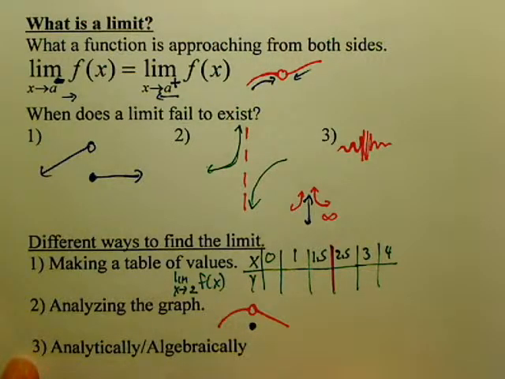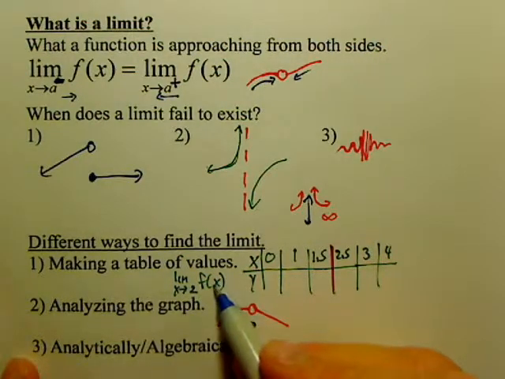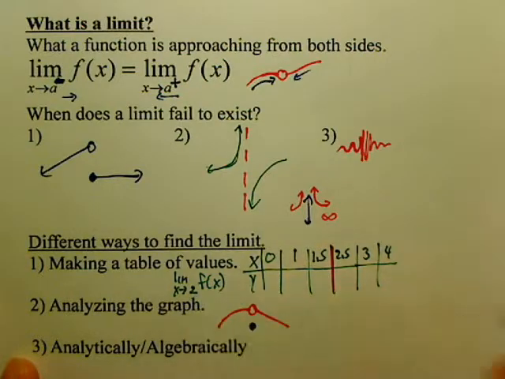And the last way, and most common, is the analytical, also known as algebraic. Two different names people use for it. And that basically means plug the number in. If I want to find the limit as x approaches 2 of f of x, well, you just plug in 2. Plug in that value and see what happens.